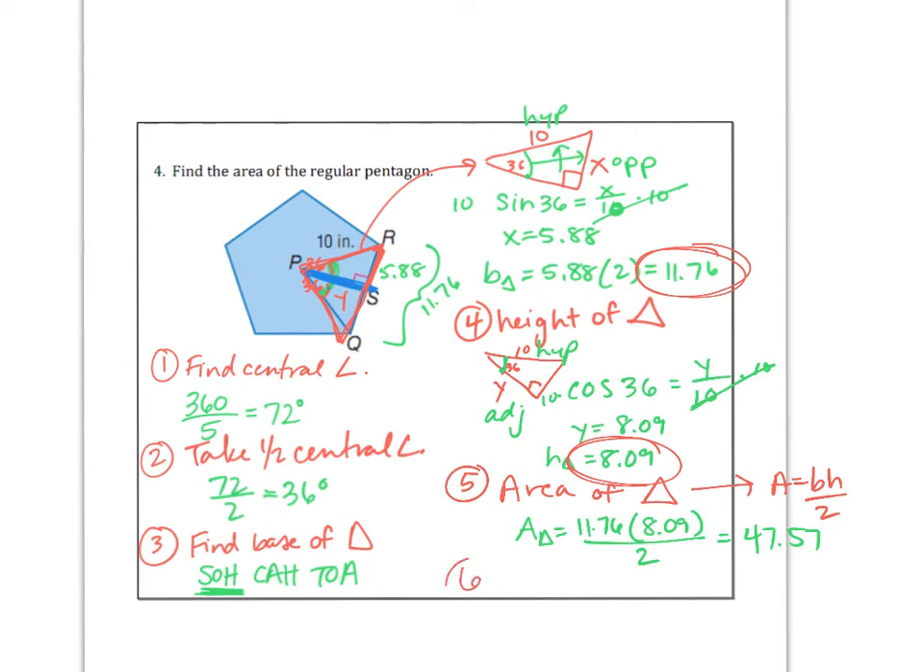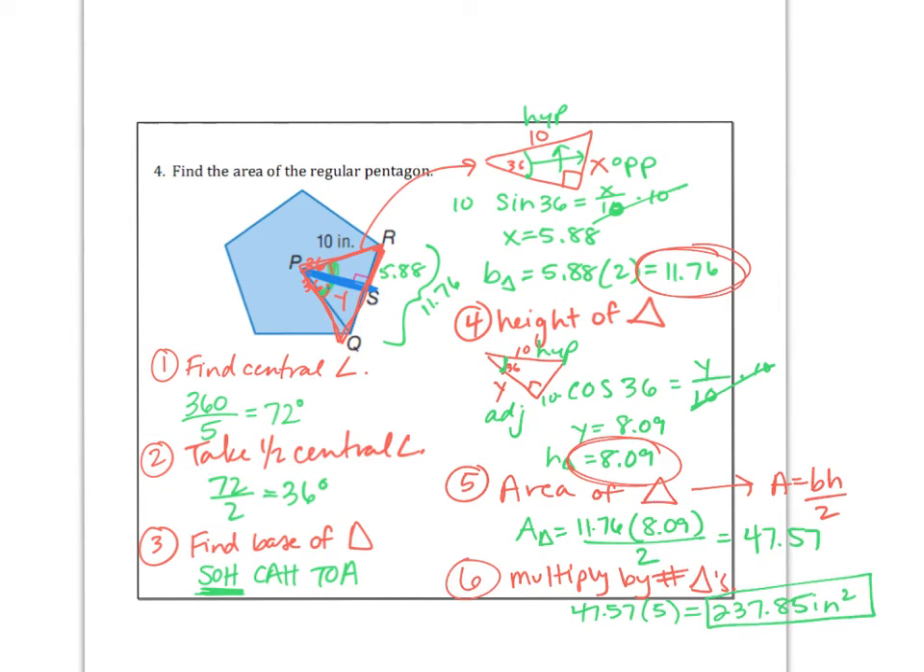Finally, since we know the area of one of our triangles, the last step is multiply by the number of triangles. So in this case, we have a pentagon. So we're going to multiply by 5. So we're going to take our 47.57 and we're going to multiply by 5 because we're going to need 5 triangles to fill that up. Our total area comes out to be 237.85 inches squared.